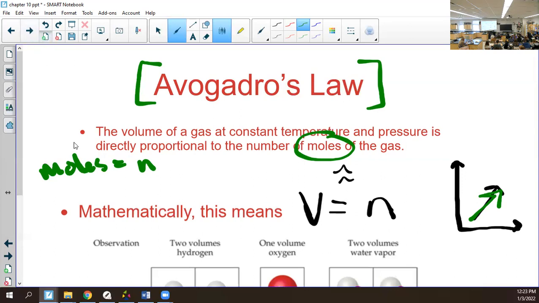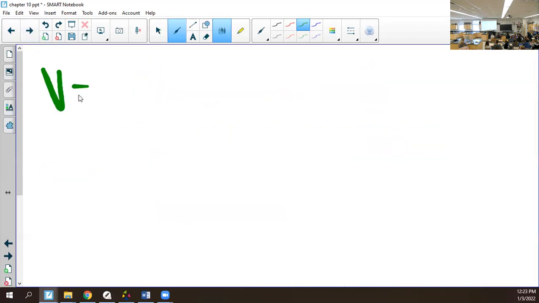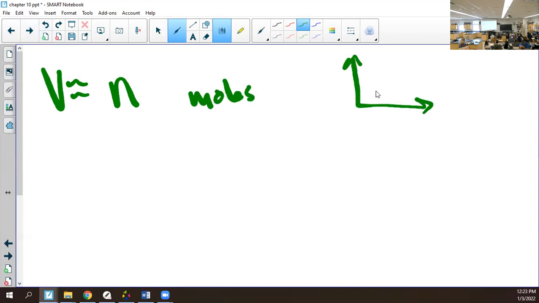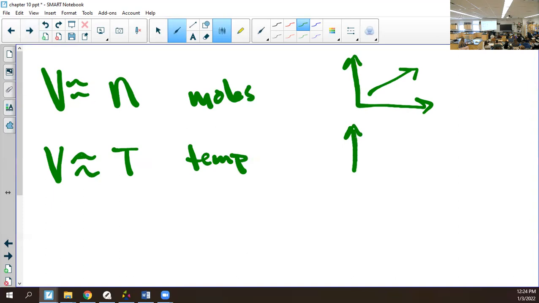Okay, so here we go. I know that volume, I just learned, is roughly proportional to the amount of moles, right? And if I were to draw that graph, as one got bigger, one would get bigger, and it'd be roughly like that. Fair enough? I learned that volume was roughly proportional to temperature, right? That the higher the temperature, the higher the volume. And if one goes up and the other goes up, it would look like this, right?